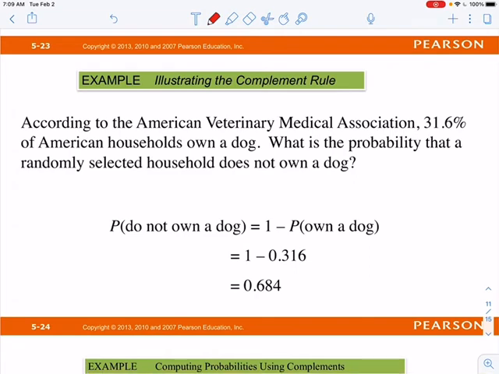do own a dog. So again, I just changed that 31.6% to a decimal, and I did 1 minus 0.316. And when you do that, you're going to get 0.684, or again, if you wanted to change that back to a percent, it would be 68.4%. It doesn't really matter if you put it in percent form or decimal form. As we get further into this chapter and the next chapter, chapter 7, most of the time we're going to be looking at them as decimals, but I know sometimes it's easier to look at them as percents.